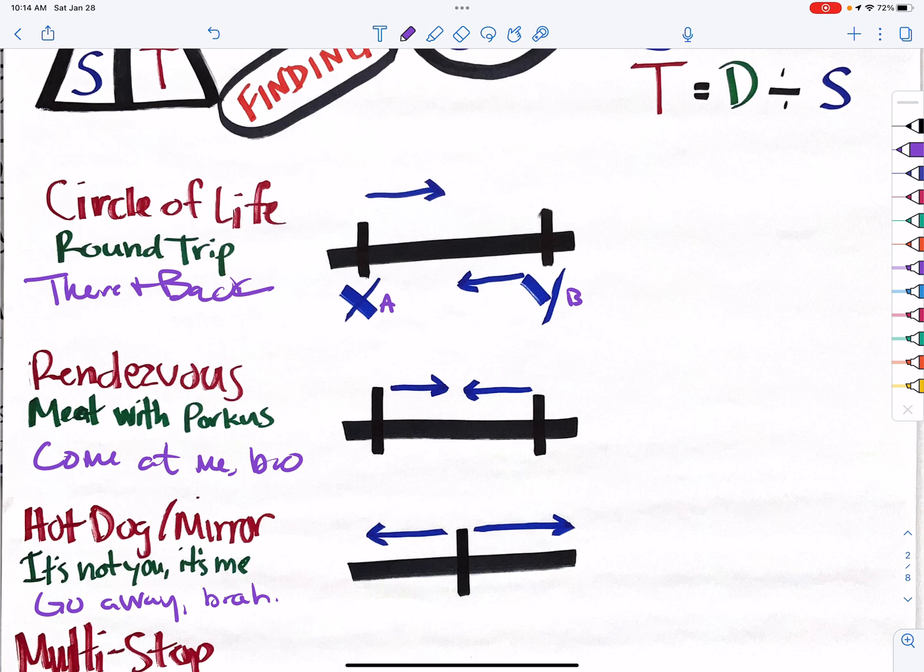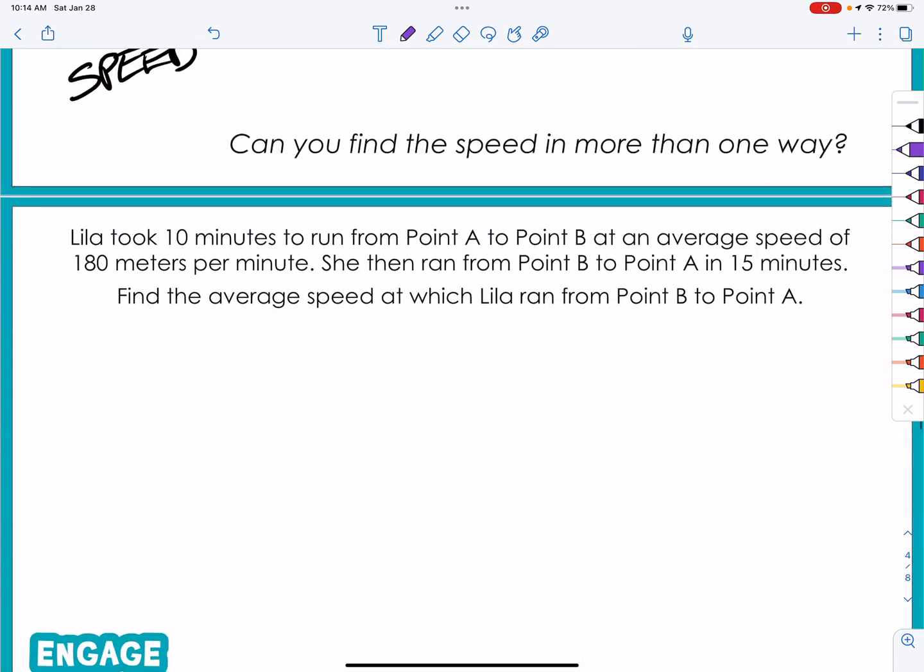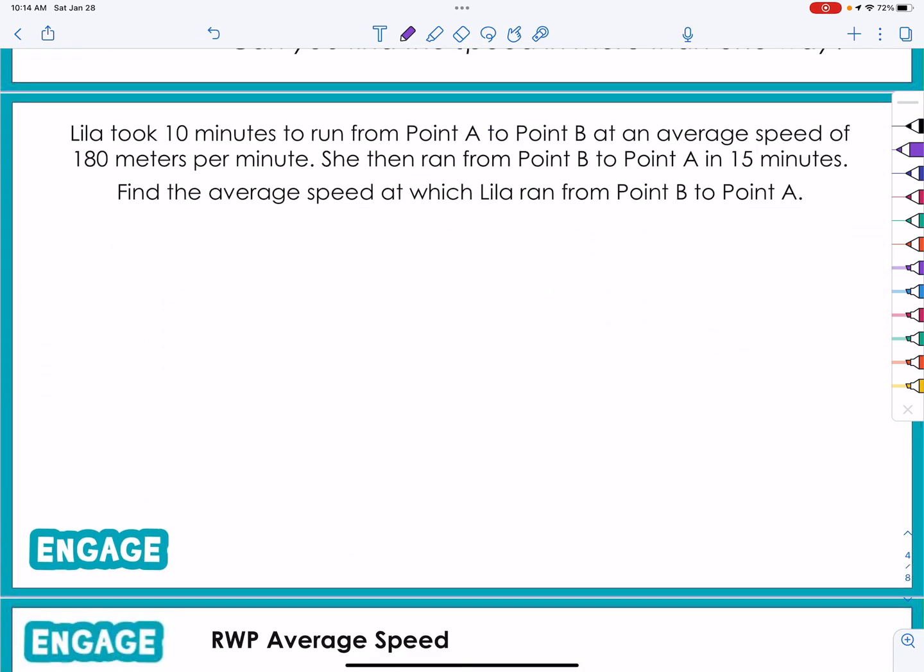She ran from A to B, and then B to A, and we need to find something out about one of those legs or both of those legs. So let's do a quick picture that looks like that, and then see what do we know. So we know Lila started at point A, she ran to point B.